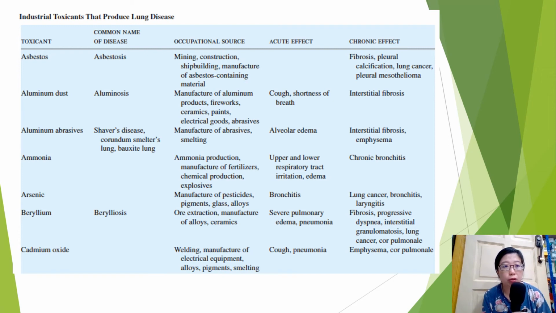As mentioned earlier, most of the toxicants that we talk about are mainly industrial toxicants, right? Whereby they are produced longer term, so there's an occupational link towards those who are more prone to get this pulmonary toxicity. As you can see, it's mainly occupational because it's mainly used in the production site, for example, in the factories. So they may cause some acute effects, and also some chronic effects as well.